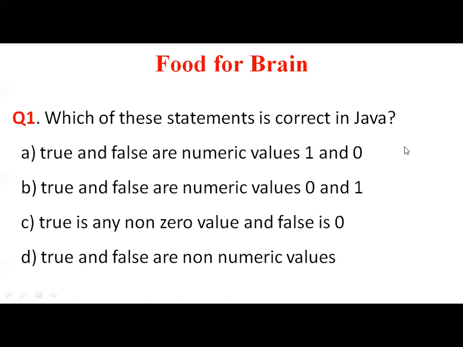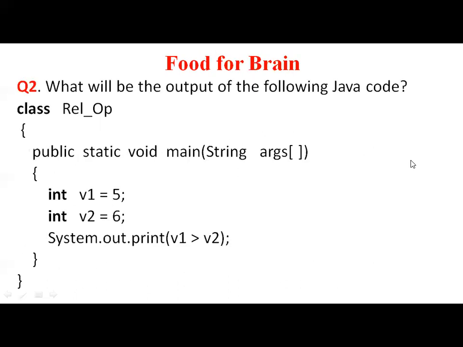And we have another question. This is the second stuff. What will be the output of the following Java code? See, there is a class, RelationalOperators, public static void main I have included. Okay, so then we are declaring 2 variables here, v1, v2 with some values. Then we are printing some relational operation we are using. What is the output from this program? Send your answer in the comment section.